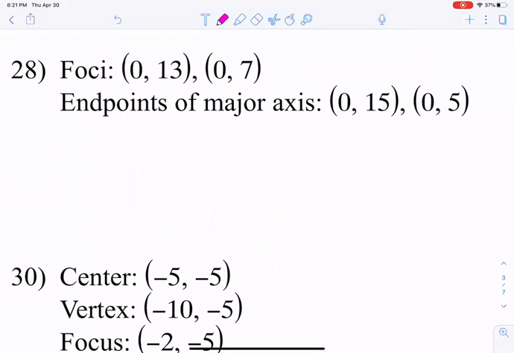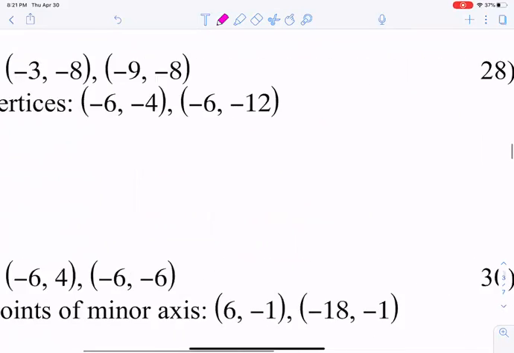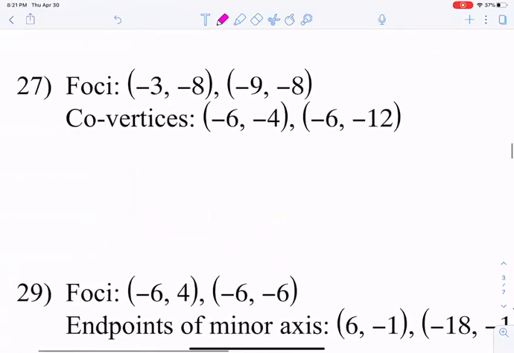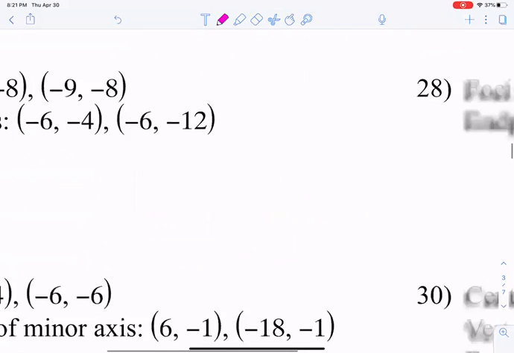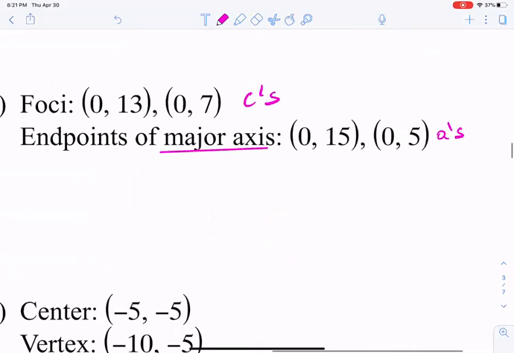So again, same concept. These are my C's. This is the major axis, so these are my A's. When they're saying major axis, these are A's. And when they're saying co-vertices, these are B's. Sometimes they say minor axis as well, so be careful with that. So for this problem, I have my C's, I have my A's.